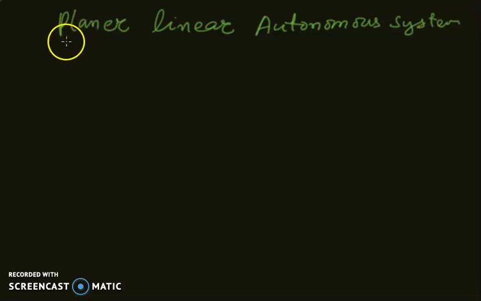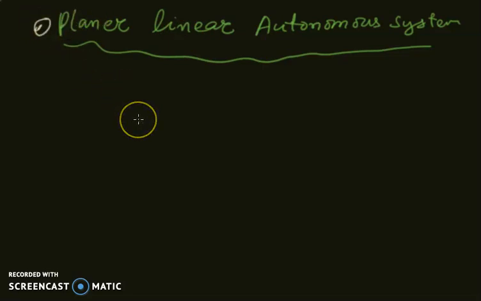Welcome back. So last time we had discussed the planar linear autonomous system, and we had decided that a planar linear autonomous system looks something like x prime equal to A times x, where A was a 2 by 2 matrix and X was a column vector and X prime was a vector of derivatives.